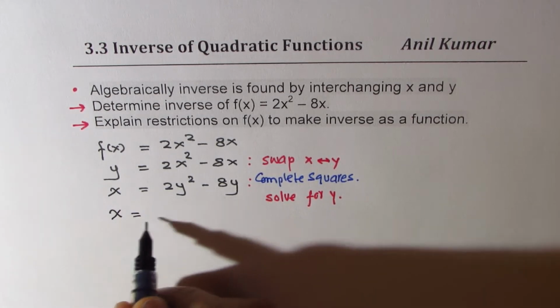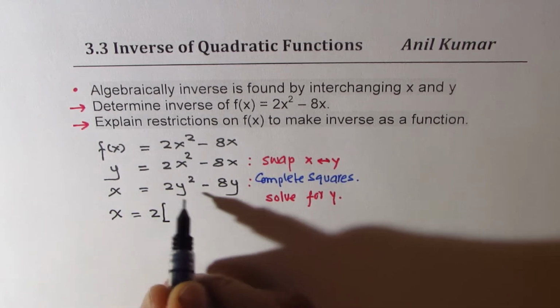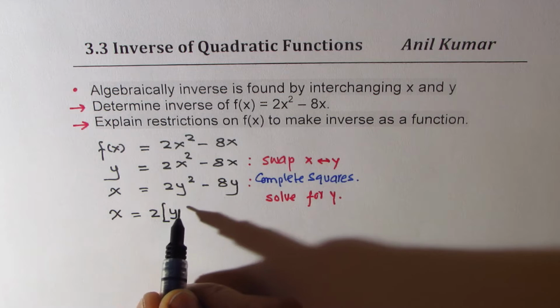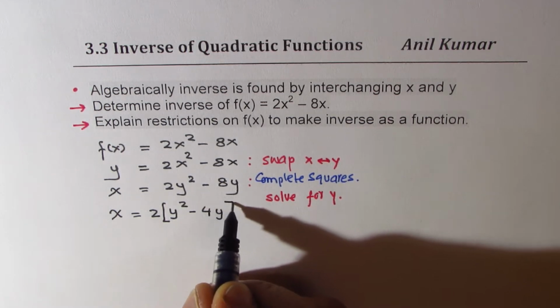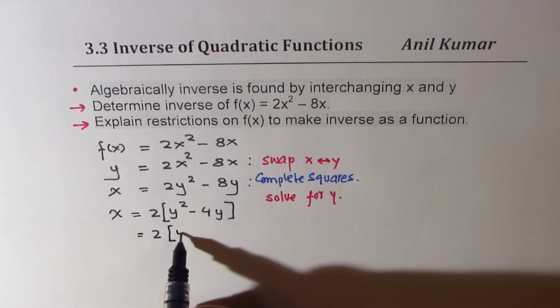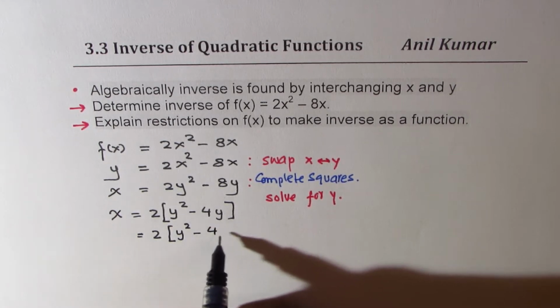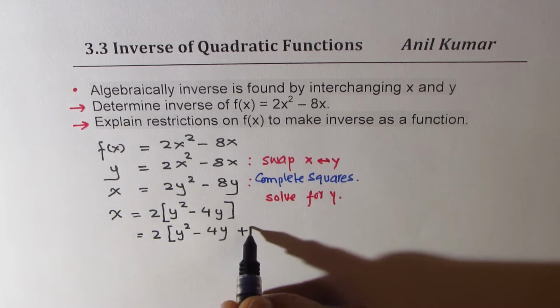So you could now write this as, factor out the leading coefficient, which is 2, and then the remaining will be y squared minus 4y, correct? Now the real step for completing the squares is that you have to add and subtract what? Add and subtract half of 4, which is 2, square of that. So 2 square.